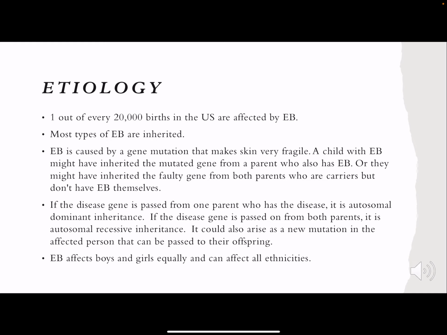If the disease gene is passed from one parent who has the disease, it's an autosomal dominant inheritance. If the disease gene is passed from both parents, it's an autosomal recessive inheritance. It can also arise as a new mutation in the affected person that can be passed to their offspring as well. EB affects both boys and girls equally, and it can affect all ethnicities.